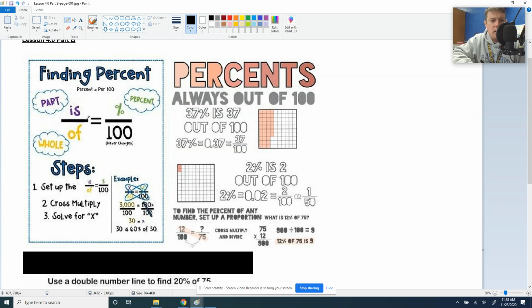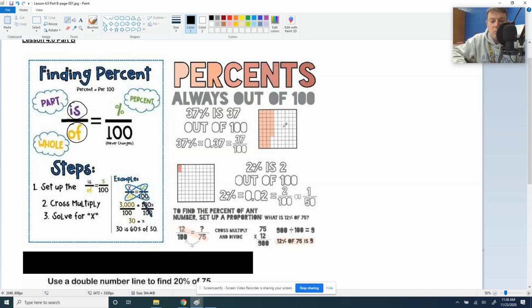So, part over whole, I think I mentioned that in yesterday's video. The word is and the word of are commonly associated with the part and the whole. Like it might say something like, what is 32 out of 40 as a percent? And then you can plug them into the proportion here. You can cross multiply and solve for x like it shows in these examples.